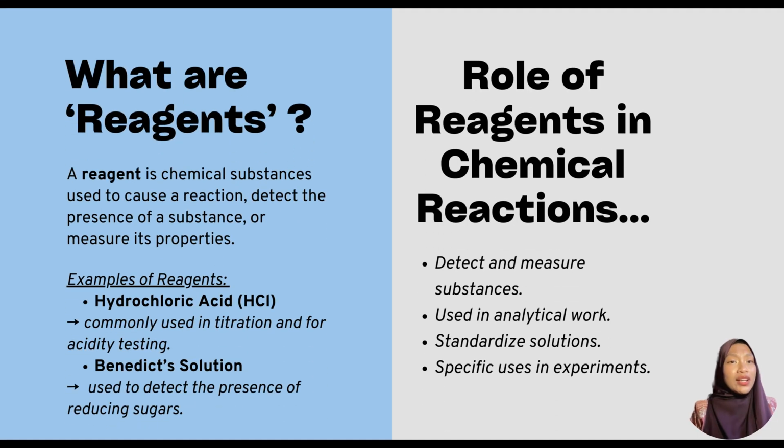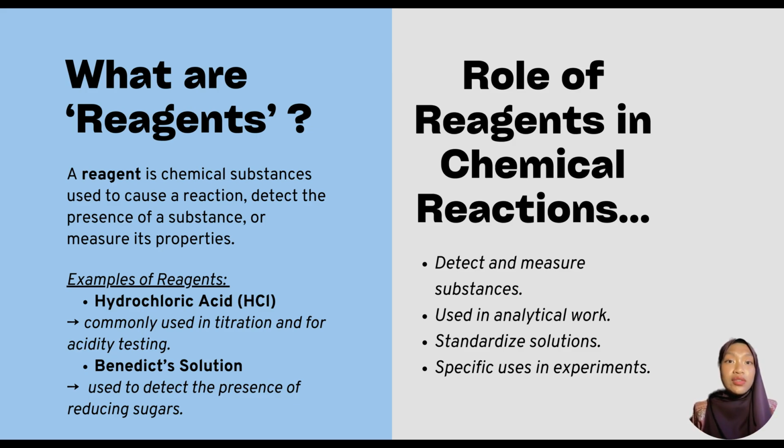Right, so what are reagents? Reagents are chemicals that we use in experiments. We can use them to start a chemical reaction or to check if a certain substance is present in a solution. Sometimes, we also use reagents to measure the properties of something, for example, to find out if it's acidic, sweet, or if it contains sugar.